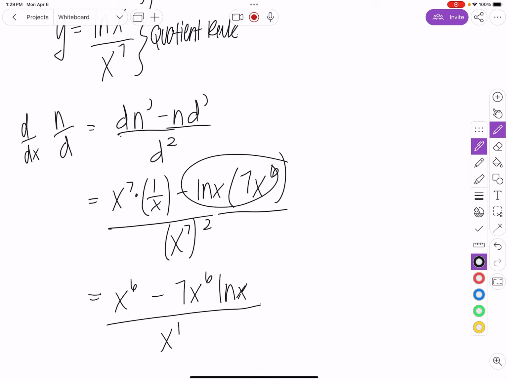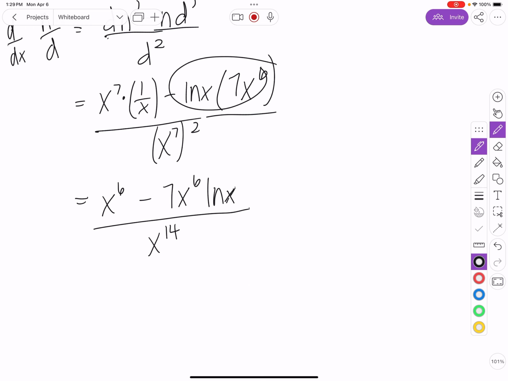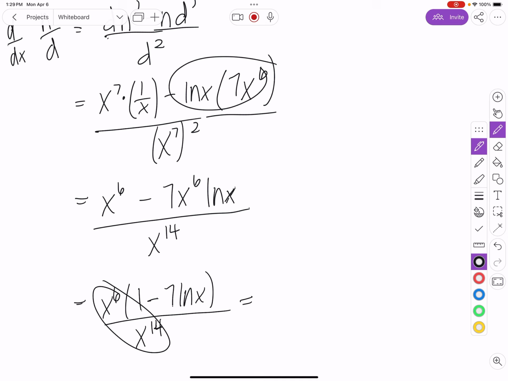When you have x to the 7th squared, when you have a power to a power, you are able to multiply those powers together, so that is x to the 14th. In the numerator, I see that there's a GCF of x to the 6th. When I factor that out, I'd be left with 1 minus 7 natural log of x. And by factoring out that GCF of x to the 6th, I'm able to then see that I can cancel that x to the 6th, and it'll leave me with x to the 8th in the denominator. And my answer would be 1 minus 7 natural log of x over x to the 8th.